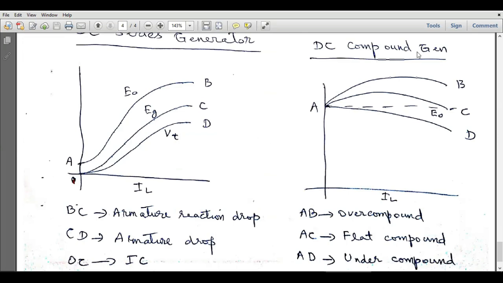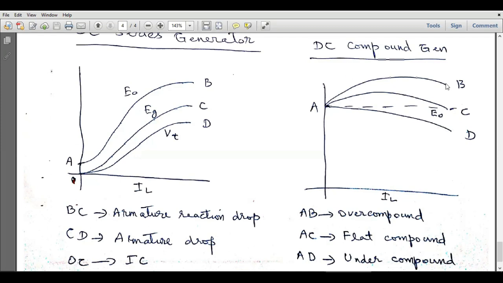And in compound generators, compound wound DC generators, the induced EMF will be lying between shunt and the series generator cases. So it will be fairly a straight line as a result of increasing the load current. And this is one characteristic, right? This is another characteristic, and this is another characteristic. AB is called over compound.